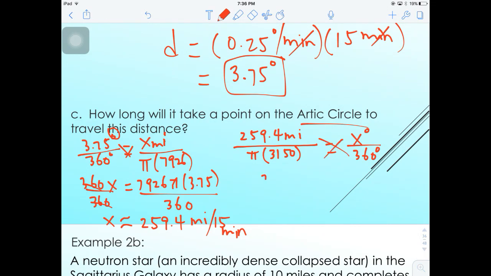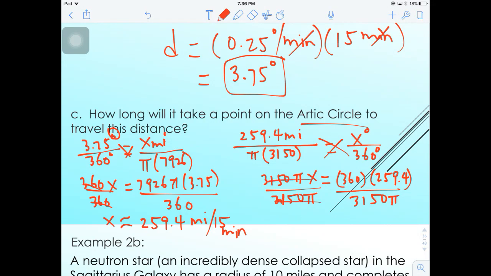Cross multiplying again, we have 3150 pi times x is equal to 360 times 259.4 miles. Dividing by 3150 pi on both sides, we will be able to get x, which is approximately, and you should again do the math on your calculator to make sure it agrees, and it should be 9.437.